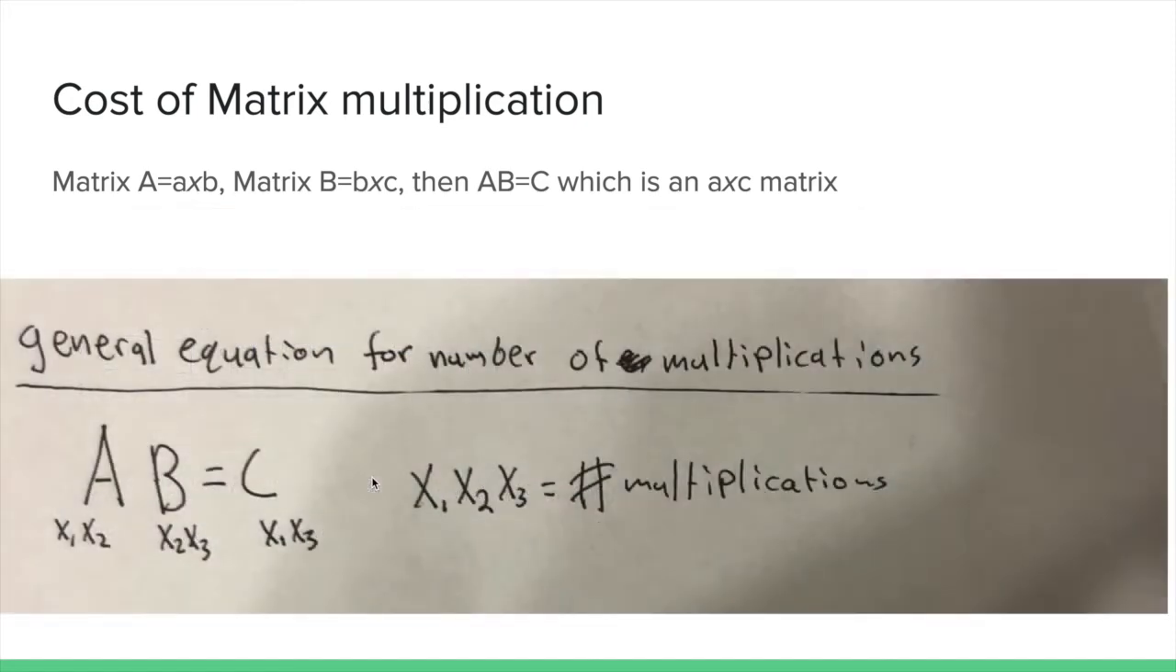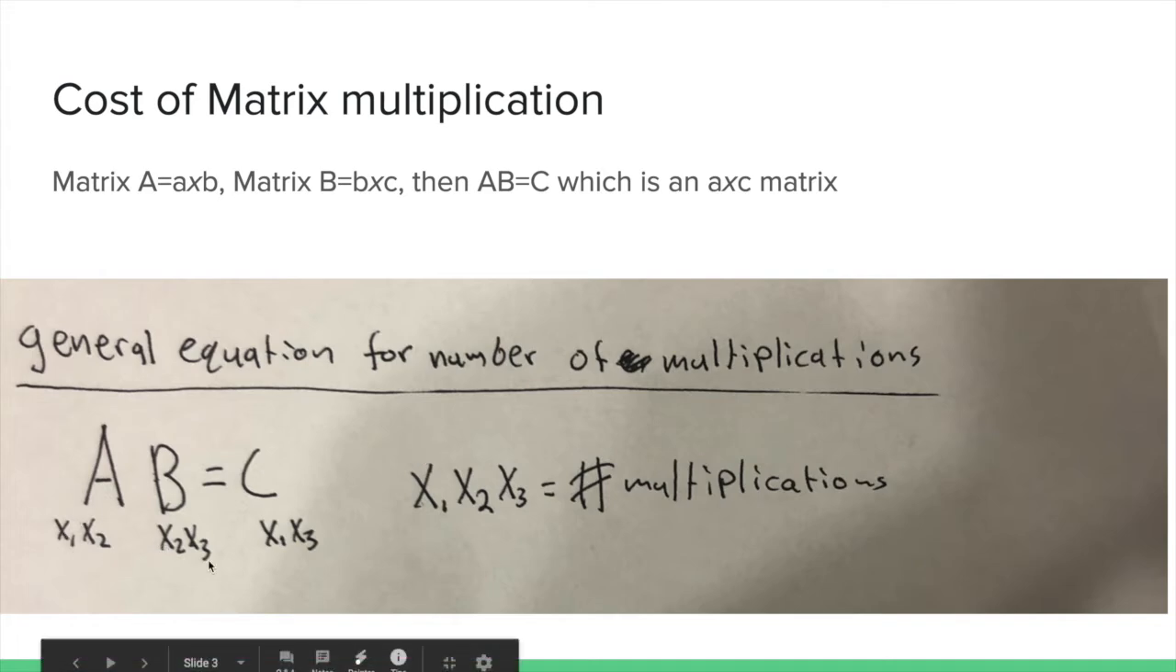Yeah. So here's just the general equation. If A is x1 by x2 and B is x2 by x3, then that means C would be x1 by x3. So the number of multiplications would be x1 times x2 times x3.